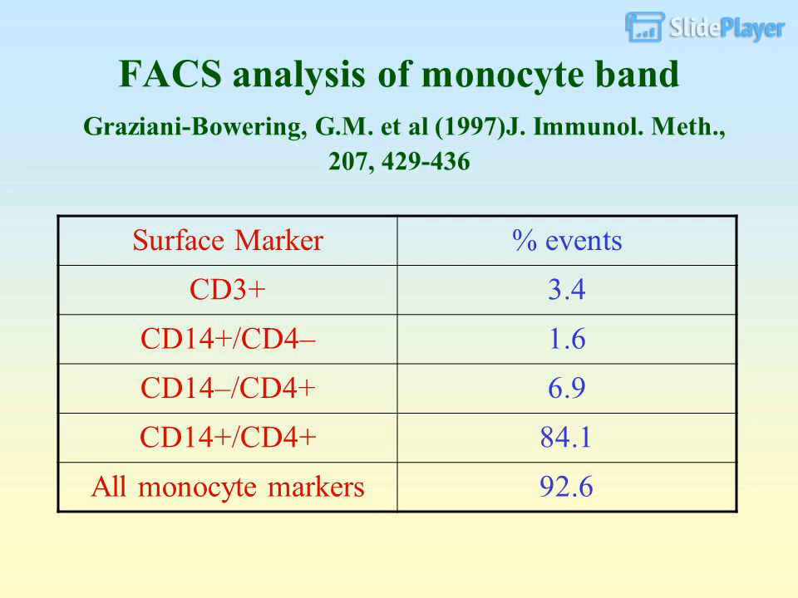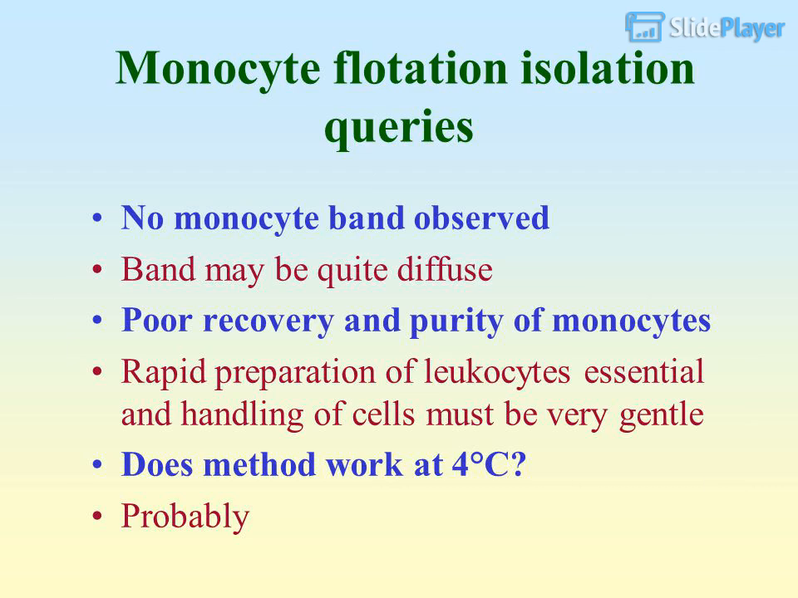The purity of the monocytes is very high, but the yields are variable. Yields are improved by a slight increase in the ionic strength of the density gradient solutions. See application sheet C09.